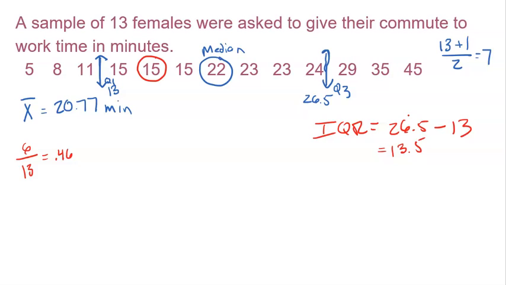So that means the middle 50% of data has a spread of 13.5 minutes. Pretty simple to understand that. All right, and the last one to talk about is standard deviation. Now, standard deviation is S. It tells you how far typical data is from the mean. And if you remember, I told you this is a pretty crappy number to find by hand.